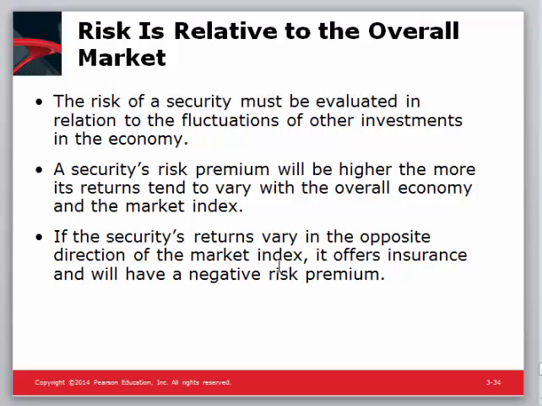So the risk of a security is always going to be evaluated relative to other investments in the economy. The risk premium is going to be higher the more its returns tend to vary. And if the security's returns vary opposite the direction of the market index, then it's obviously going to have a negative risk premium. In the context of finance, we would say that ultimately offers us some form of insurance that would help offset some of the negative impacts when the market changes against us.